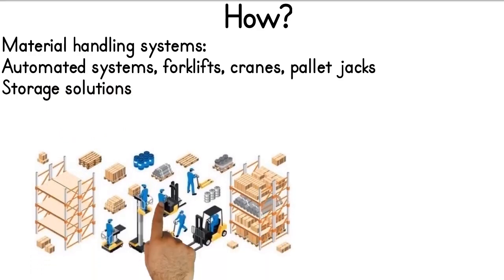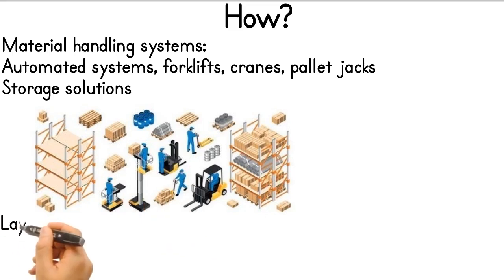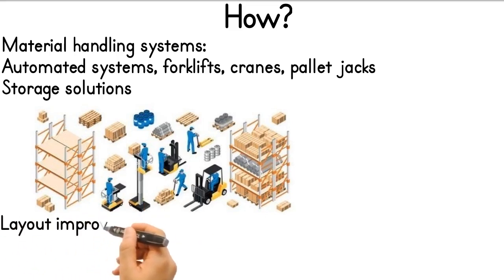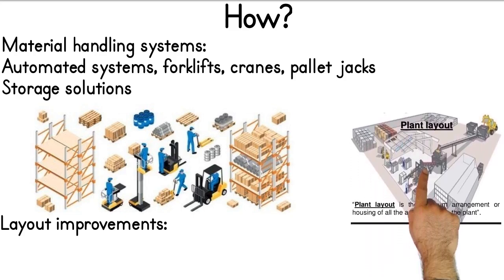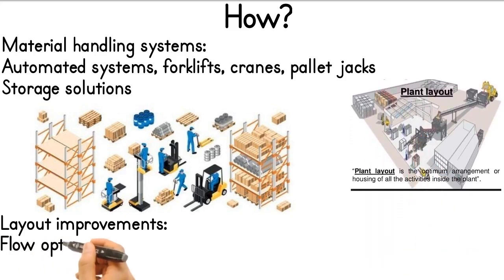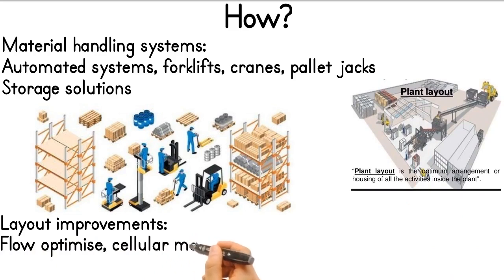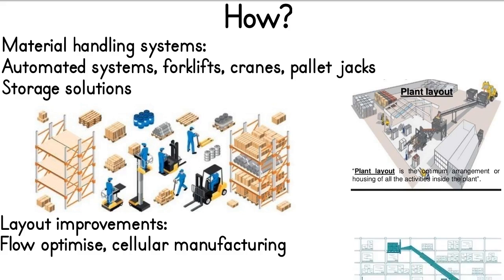For layout improvements, flow optimization ensures a continuous and smooth flow of materials from one stage to the next. In cellular manufacturing, workstations are arranged in a way that supports the efficient flow of materials between steps. Flexible layouts allow for future adjustments based on changing production needs or product designs.